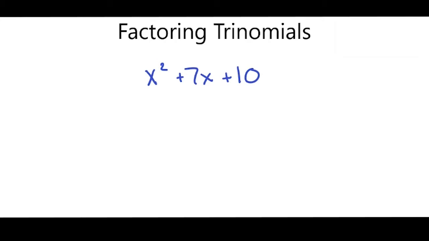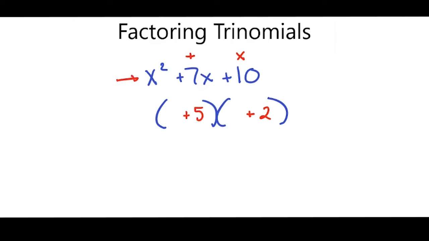Notice tri means three. And we're going to factor this into two binomials, which each has two terms. So what I want to ask myself is what two numbers multiply together to be positive 10 and add together to be positive 7? Well, I know that two numbers that multiply to be 10 and add to be 7 are 5 and 2. And those numbers are positive 5, and positive 2.